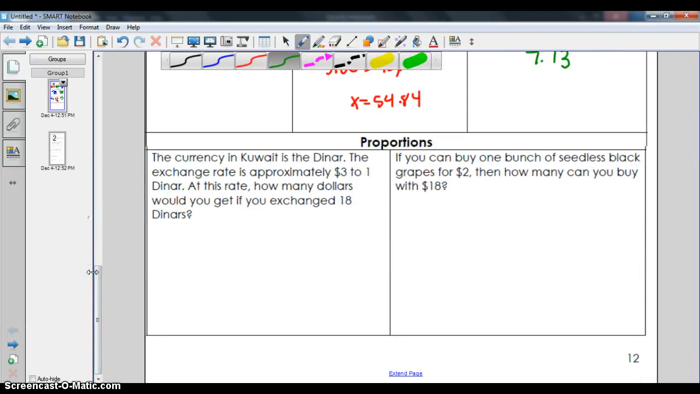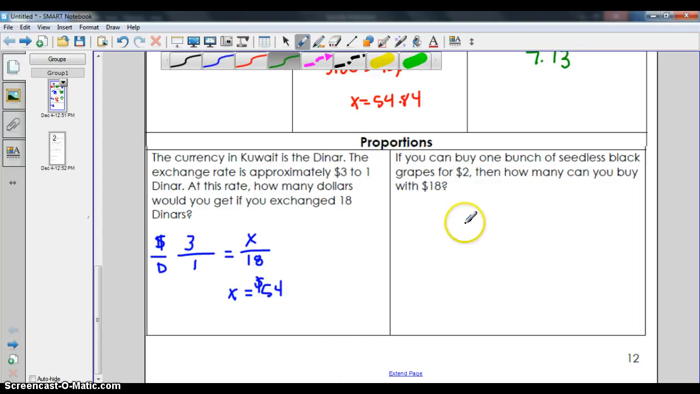All right, let's talk about proportions. So we kind of did some of these above in a sense. So this rate, approximately $3 to every 1 dinar. So 3 over 1, and I'm going to label 1 over our dinar, money over dinars, equals, and then they give us 18 dinars there. So we're going to put it on the bottom because that's where my dinars are located. And we don't know the amount of money it costs for that. So then we can cross multiply. This one's going to be pretty easy. It's x equals, and we just take 3 times 18, and it's $54.